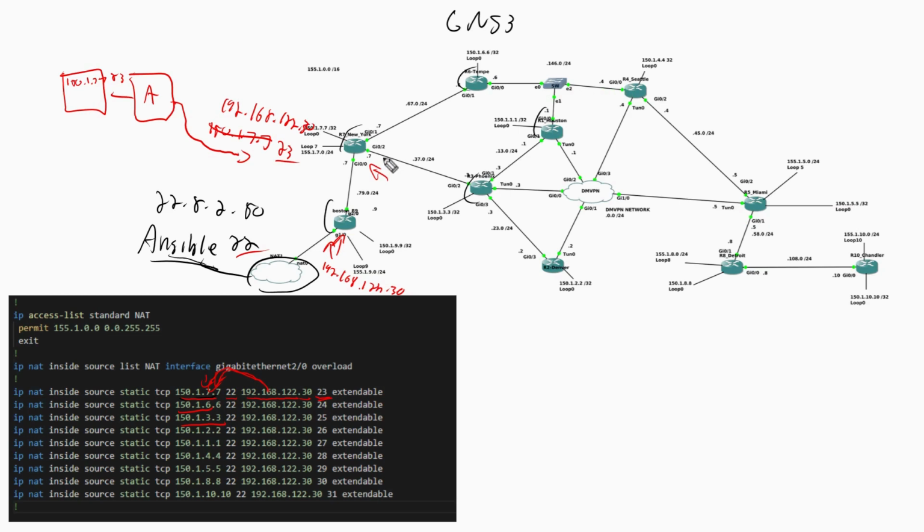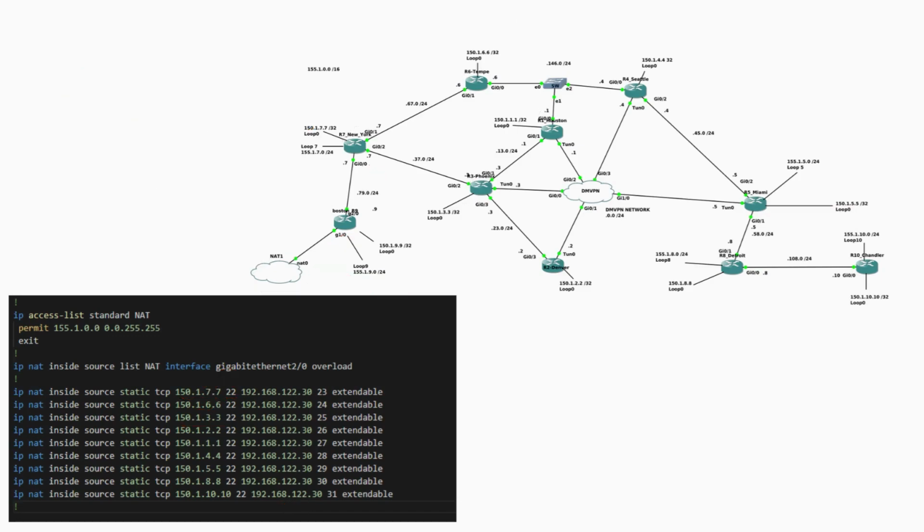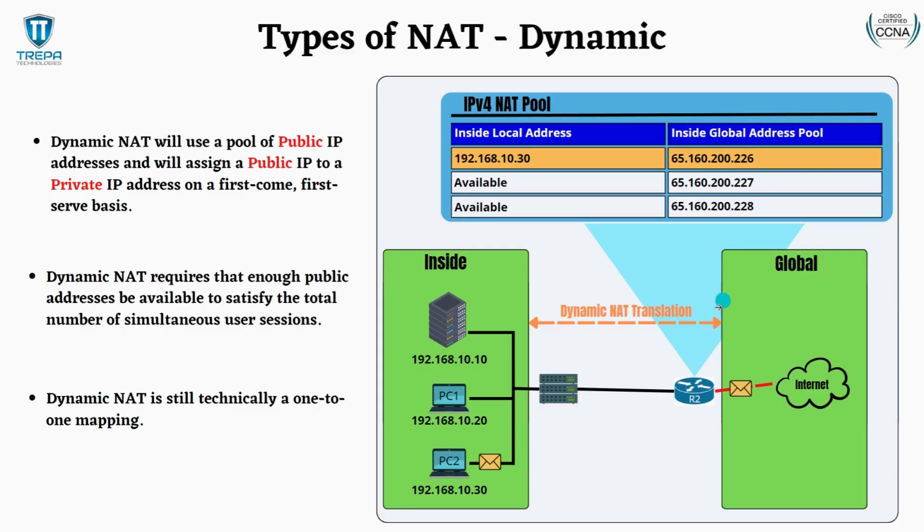So that's kind of a unique way that I use static translations, changing port numbers to do mappings beyond just one-to-one for a single IP address, which is kind of like the predecessor to port address translation. It's exactly what port address translation does, it just does it dynamically. Okay, so moving on, I hope that didn't confuse anyone too bad.